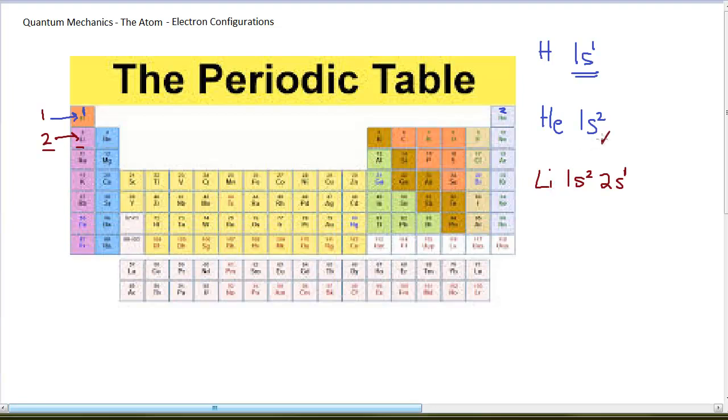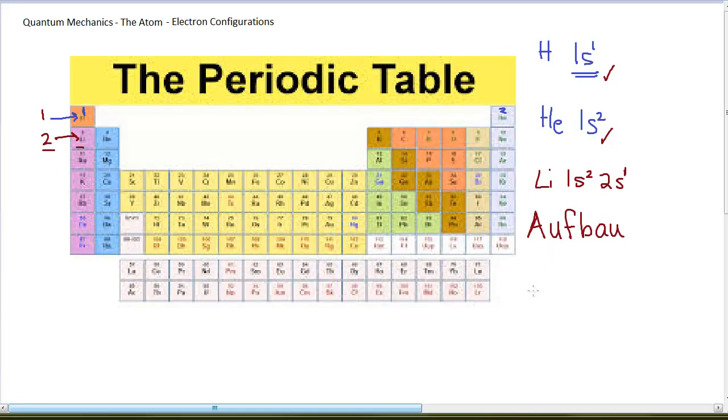Lithium's electron configuration builds on helium's. Helium's builds on hydrogen. We call this principle of building up on the one right before it Aufbau, a very good German word. I'm probably mispronouncing it. Aufbau. It means building up, and so the electron configurations build up one on top of the other.